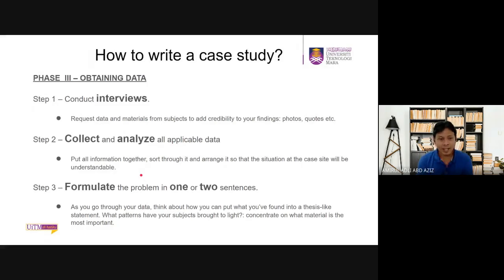Okay, and then step 3, formulate the problem in 1 or 2 sentences. As you go through your data, think about how you can put what you found into a thesis-like statement. Fikir macam mana you nak formulate the soalan and then which would lead to the answers ataupun the suggestion at the end. What patterns have your subject brought to light? Concentrate on what material is the most important.